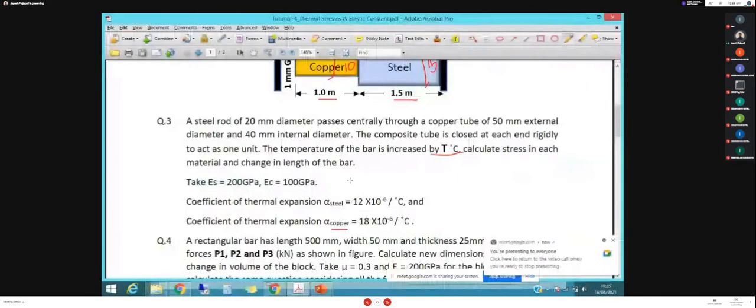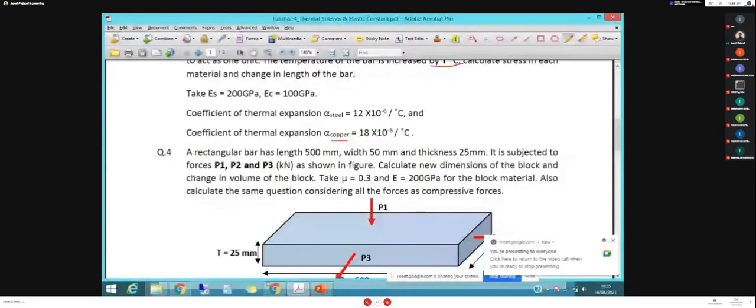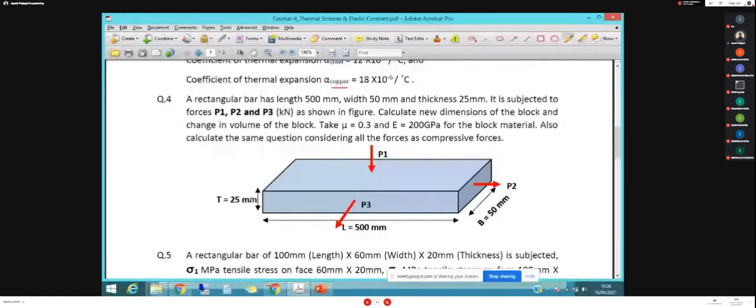Now we are going to the next example, example number 4. Okay. So in example number 4, so here you notice one rectangular bar. Your length is 500 mm, width is 50 mm, and thickness is 25 mm, and it is subjected to load P1, P2, and P3. P1 is compression force, P2 is tension force, and P3 is again tension force.